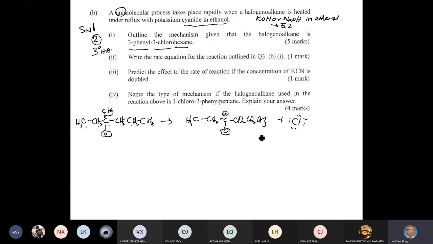Okay, done already. This one is the first step. You want to label it step one, no problem. You want to label this as slow, also no problem. Then afterwards, this compound undergoes attack, and we can form the compound. So we go to step number 2.